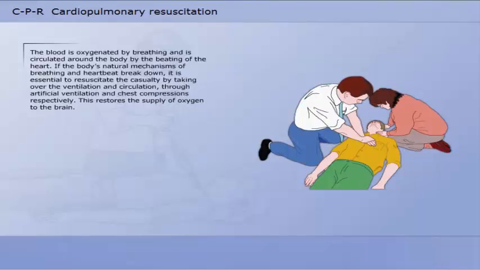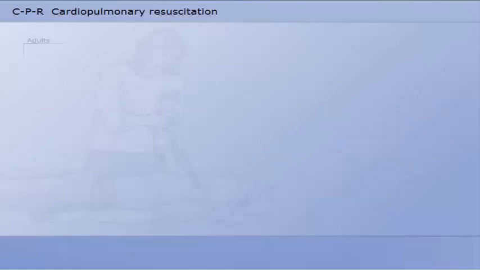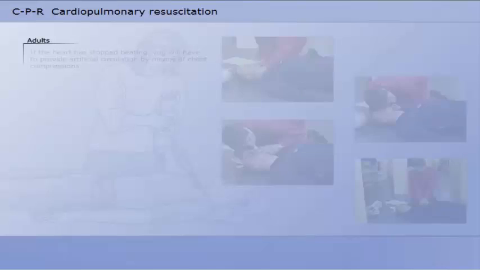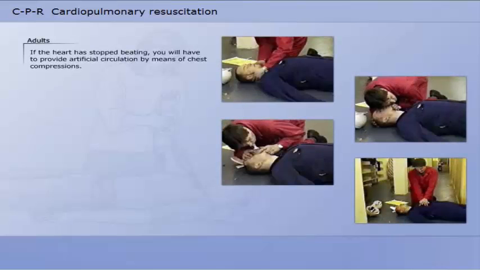If the heart has stopped beating, you will have to provide artificial circulation by means of chest compressions. To be of any use, chest compressions must always be combined with artificial ventilation. This process is known as cardiopulmonary resuscitation, or CPR for short. If both you and your helper are trained to administer CPR, you can do so together.